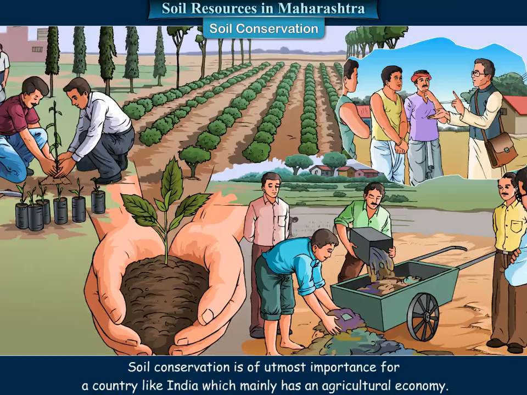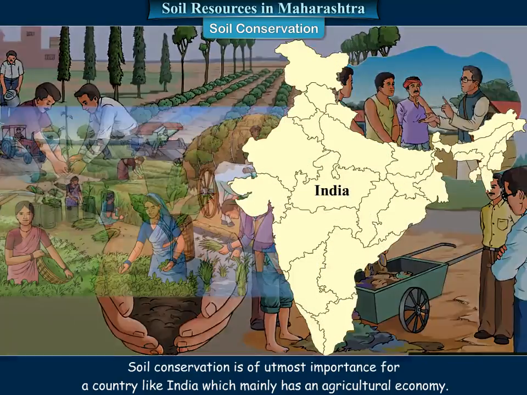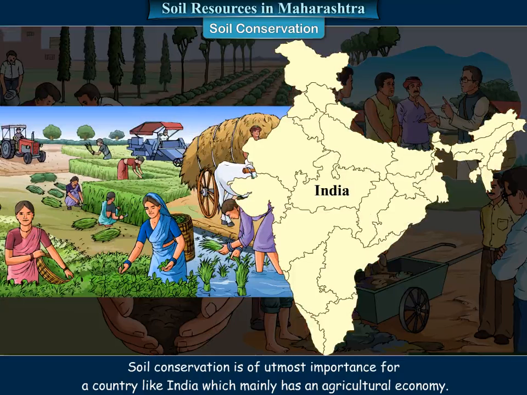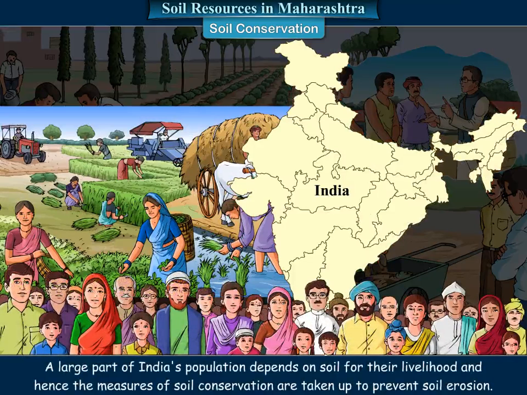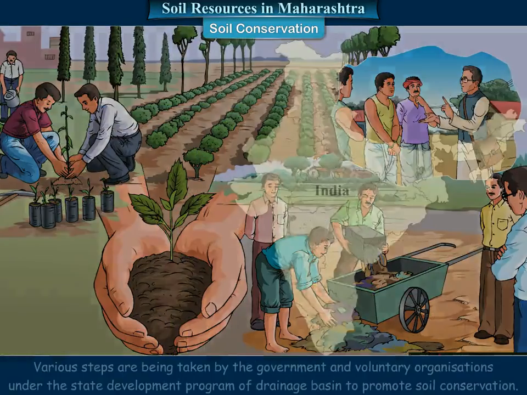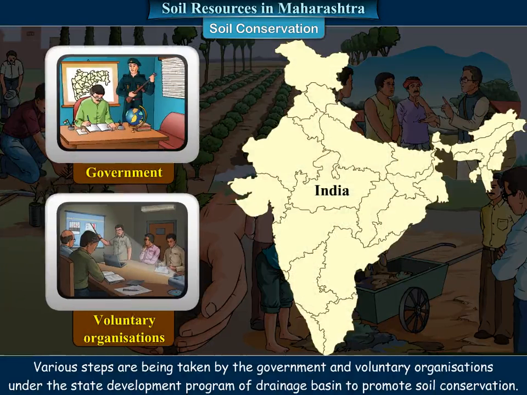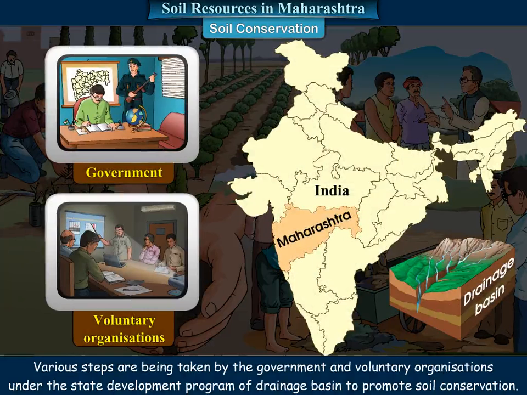Soil conservation is of utmost importance for a country like India, which mainly has an agricultural economy. A large part of India's population depends on soil for their livelihood, and hence the measures of soil conservation are taken up to prevent soil erosion. Various steps are being taken by the government and voluntary organizations under the State Development Program of Drainage Basin to promote soil conservation.